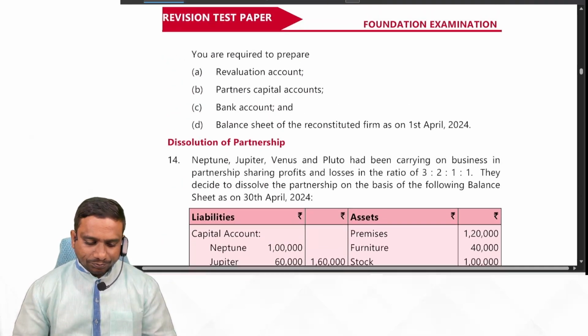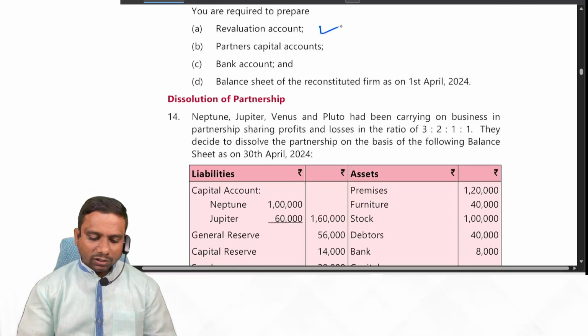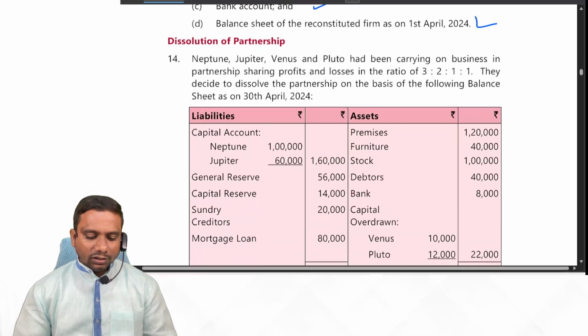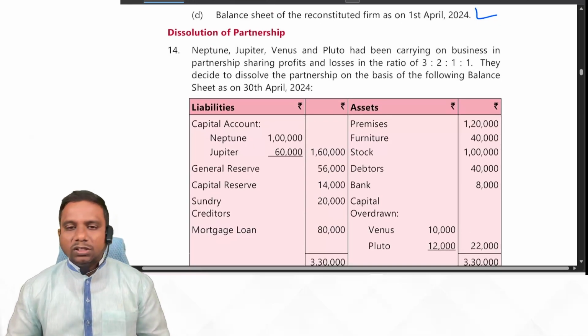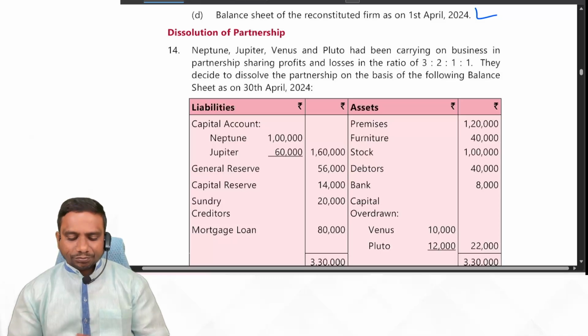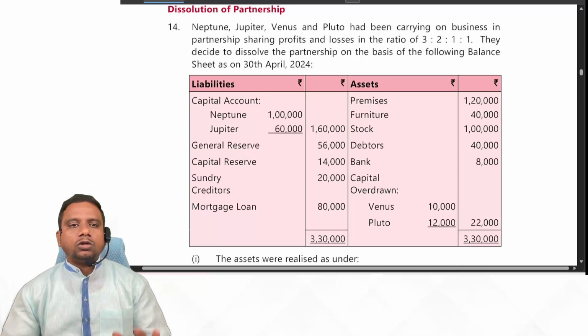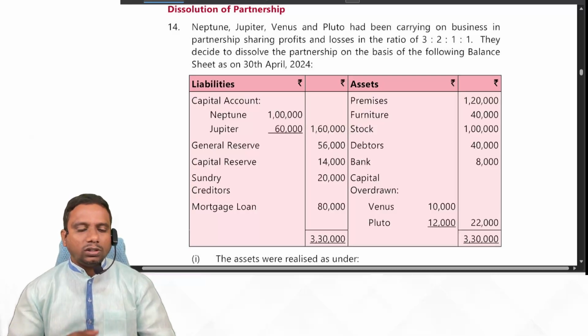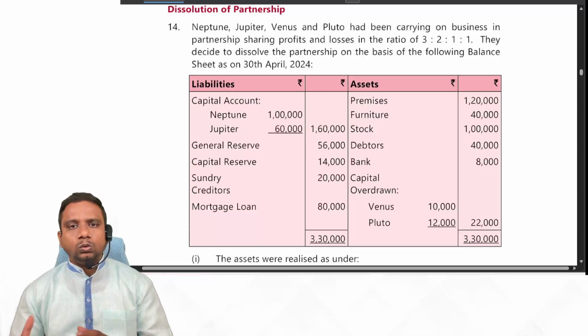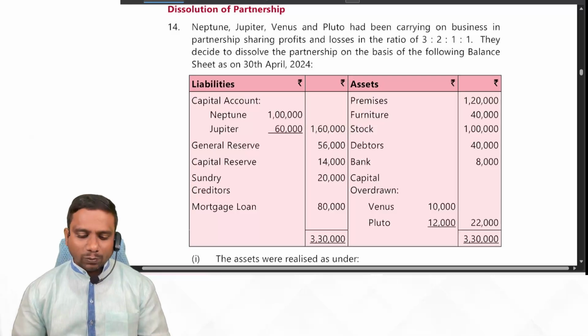Next problem. They have asked for the revaluation account, partners' capital accounts, bank account, and balance sheet. Next, dissolution of partnership. From dissolution of partnership, they may give you two types of problem. One, for closing all the books of accounts, for complete dissolution. Next, they give you a piecemeal distribution problem. Out of the two types of problem, they may give you any type.